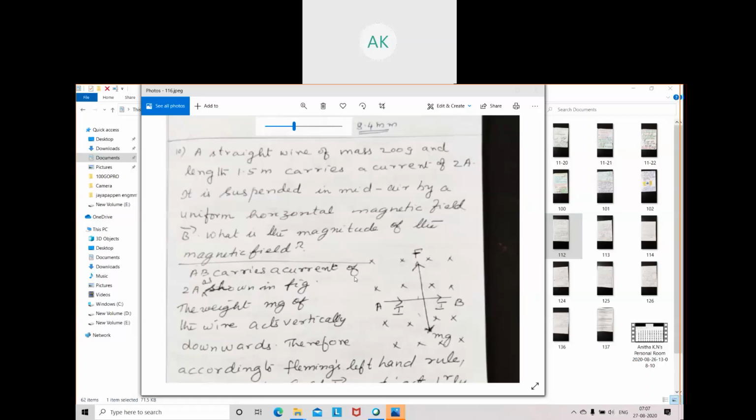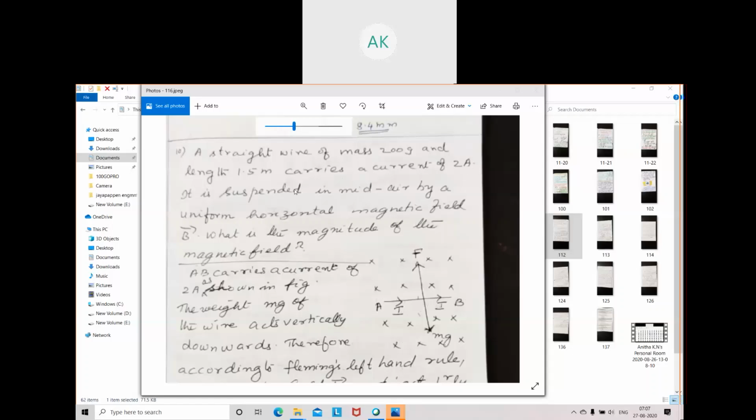A straight wire of mass 200 gram and length 1.5 meter carries a current of 2 ampere. Here in the figure, AB is that wire. What's the mass? 200 grams. So you can write that mass is 200 grams, change it to kilogram. Then the length of the wire is 1.5 meter. It is in the SI system, so no need to change. It carries a current of 2 ampere. So current is 2 ampere.